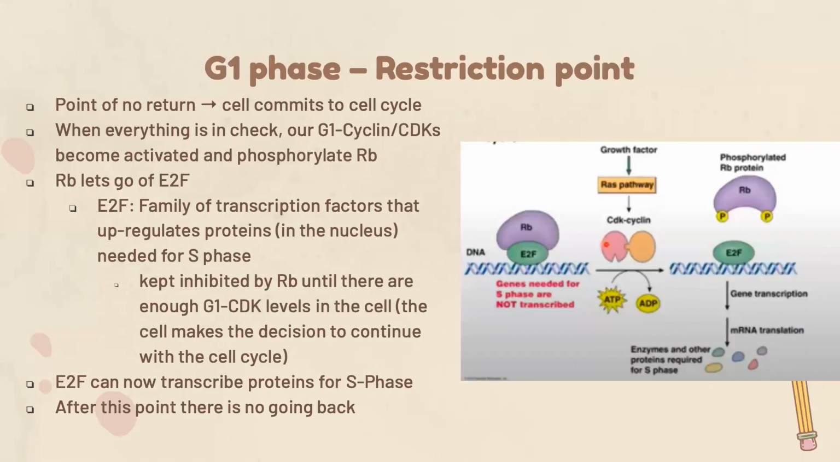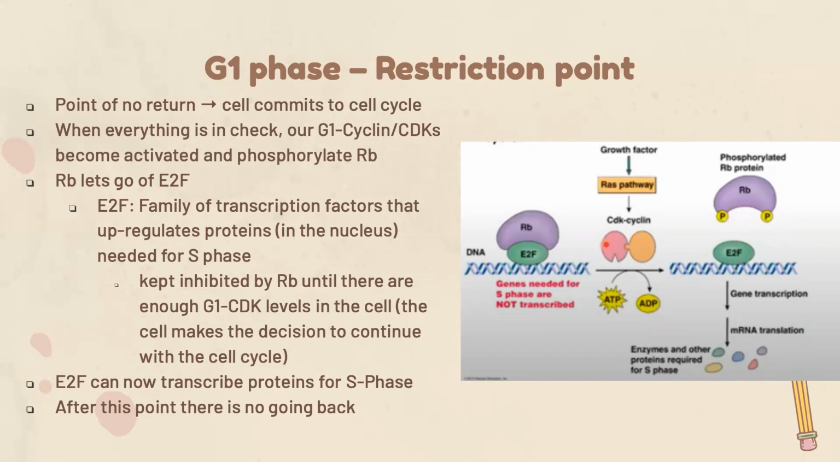Okay, next, the restriction point. As you've probably heard, it's the point of no return. It's when the cell commits to the cell cycle. If it passes the restriction point, then it either goes through with the cell division or commits apoptosis.